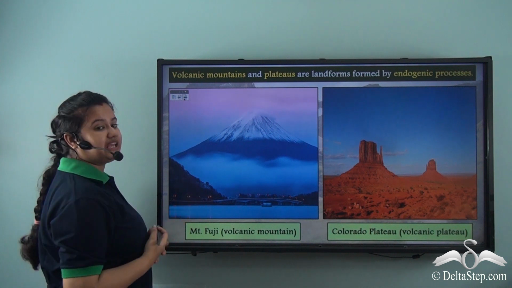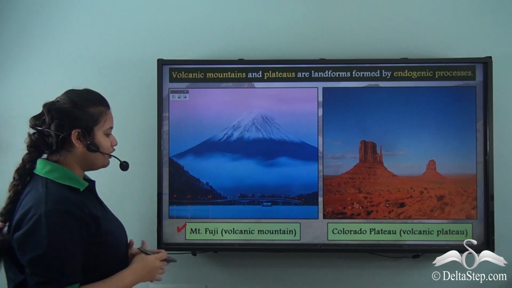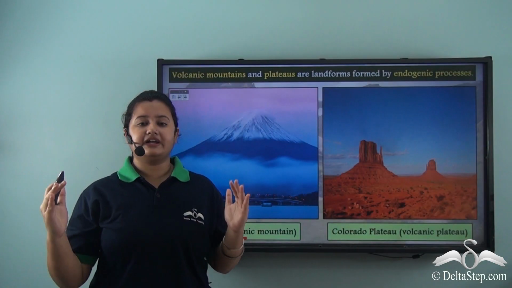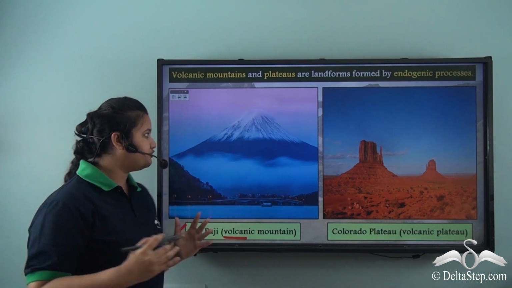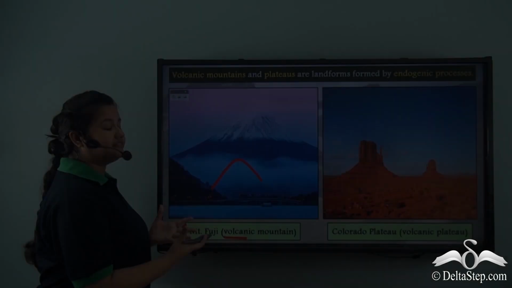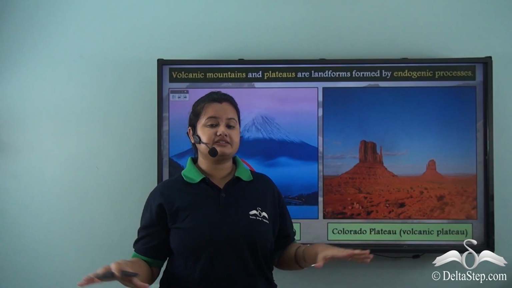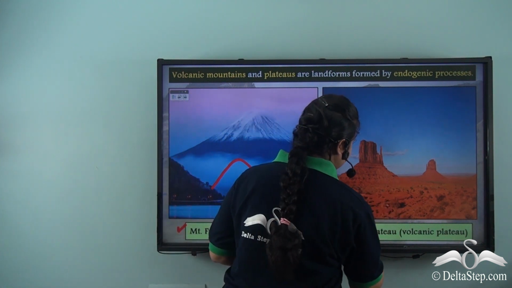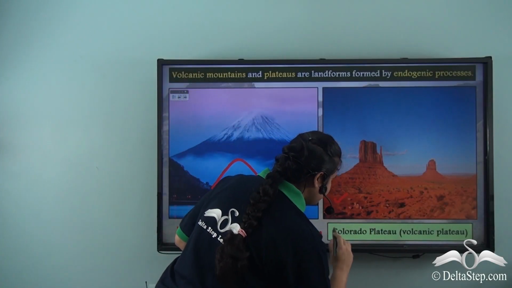See, here we have an image of Mount Fuji. Now, Mount Fuji is an example of a volcanic mountain. Well, let me discuss how volcanic mountains are formed. If lava condenses and piles one upon the other in a confined region, it forms a figure like this, and this is how a volcanic mountain is formed. Well, if lava gradually condenses over a vast region, then it leads to the formation of a volcanic plateau. Colorado Plateau is an example of a volcanic plateau.